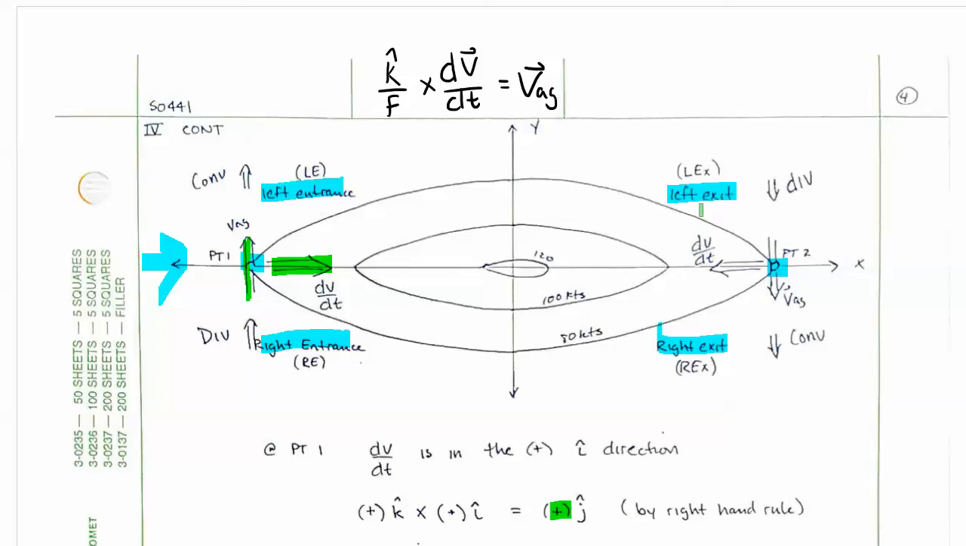Similar inspection, left exit. This time we end up with an acceleration in the negative i direction. If dv dt is negative i and we have positive k, negative i, we end up with a negative ageostrophic wind in the j direction. So we end up with this wind right here, going from north to south.